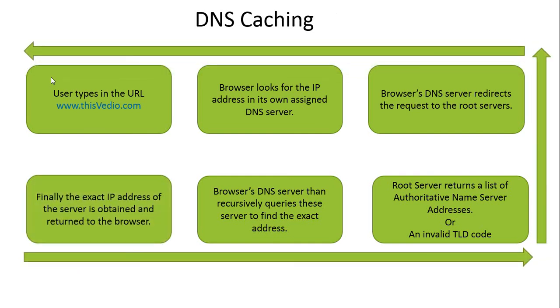Now there is another important aspect to this process. Data on every level is being cached. Right from your browser to your DNS server to the root server, the data is being cached at each level. So next time you enter thisvideo.com, your browser might already know the IP address. Or if your browser does not know the IP address, maybe it is cached at the browser's DNS. This was the case which I discussed earlier, that your browser's DNS can return the IP address.